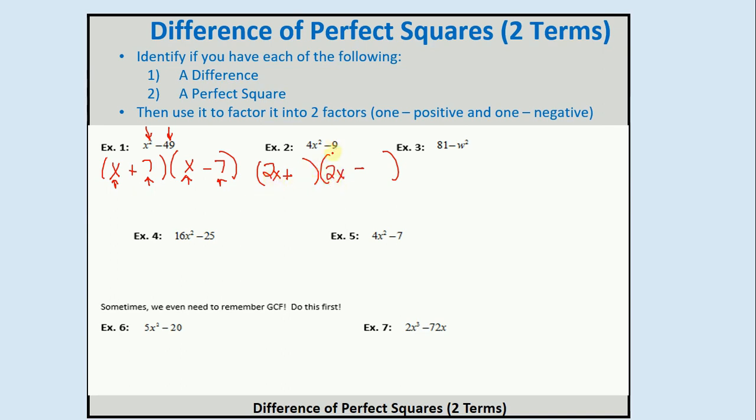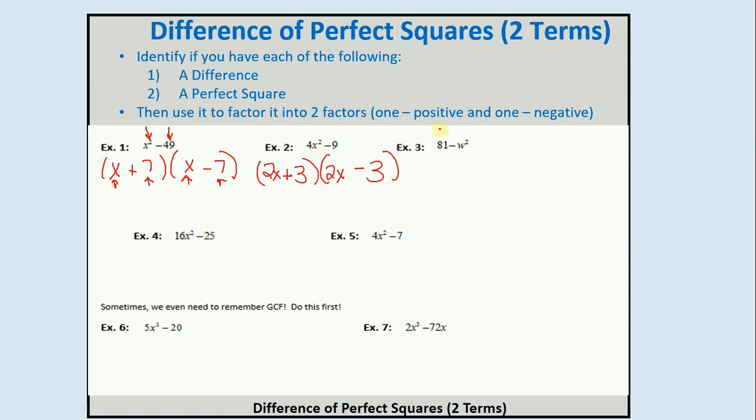And then what times itself will make 9? Well, that would be a 3 and a 3, right? These two guys multiplied together, that should make 4x squared minus 9. So I'll get a negative 6x and a positive 6x if I break it.